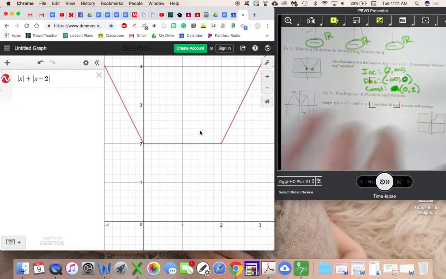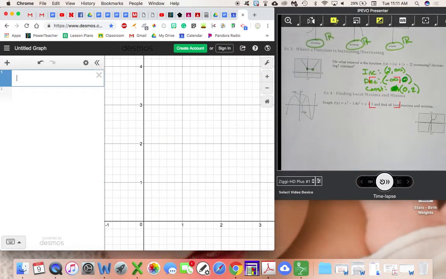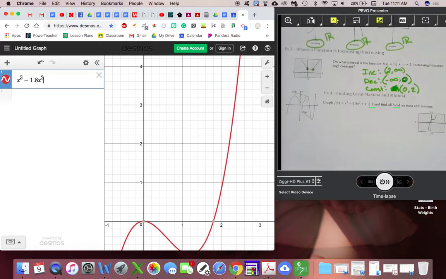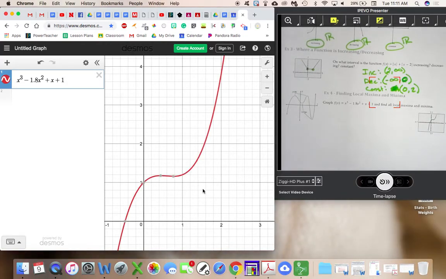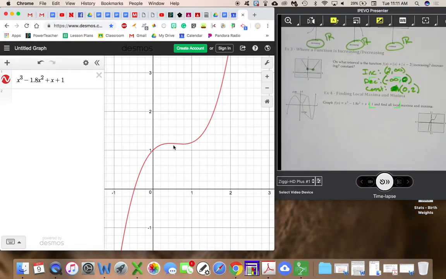Now go to this other one. We're going to graph the second one: x to the third power minus 1.8x squared plus x plus 1. There it is.